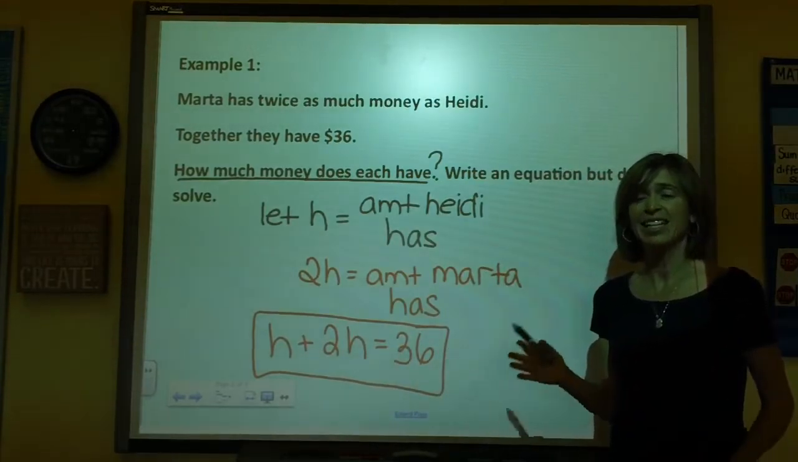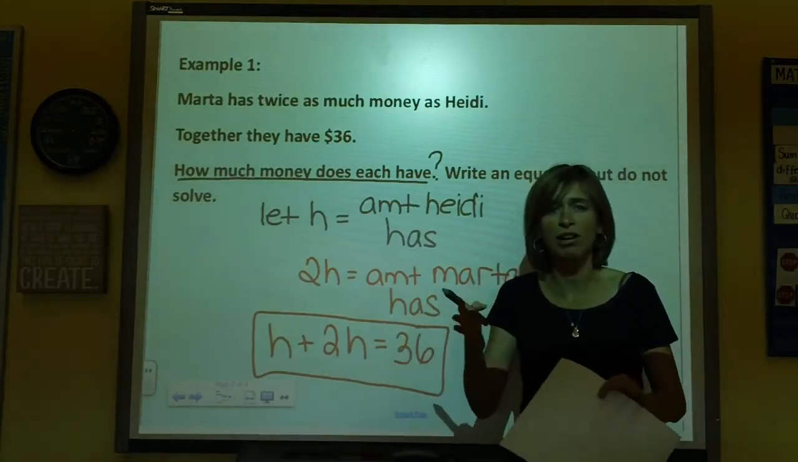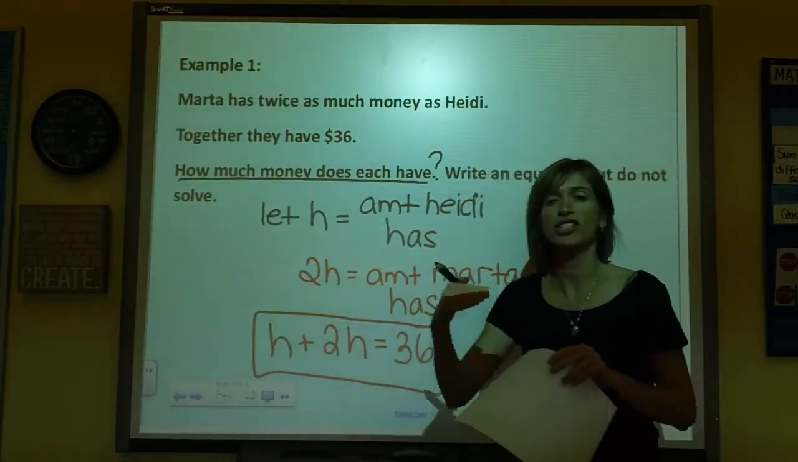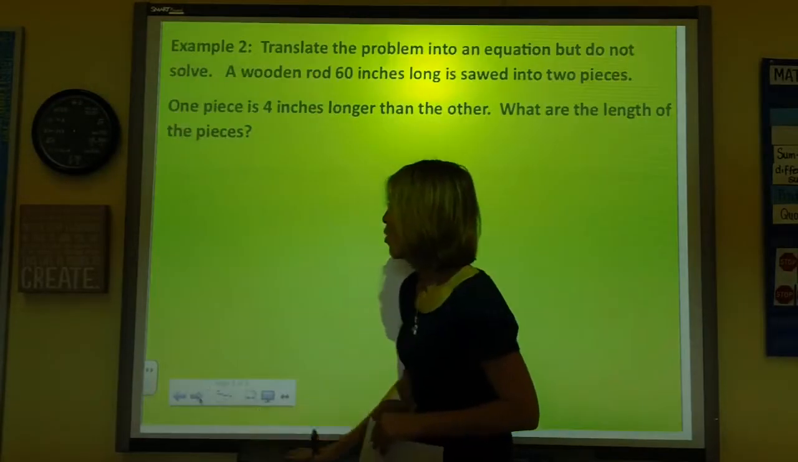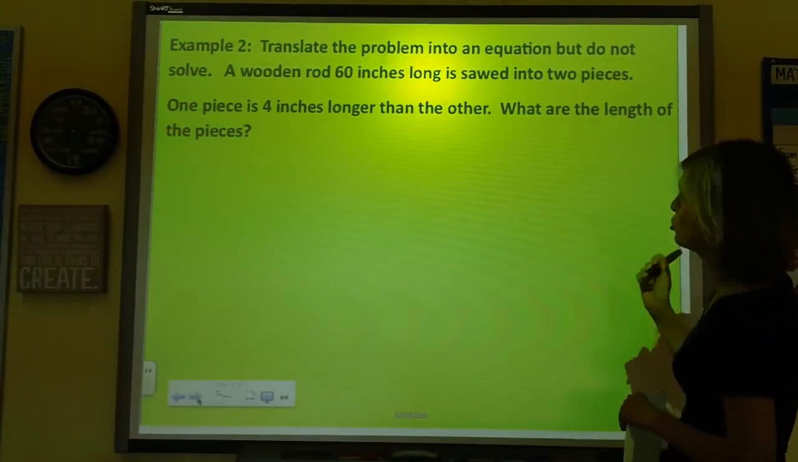Seem easy? These are very basic, and today's going to be pretty basic. Tomorrow we practice pretty basic, and we're going to get harder as we go. And then we're going to solve them. All right, let's look at one that involves maybe a picture. Translate the problem into an equation, but do not solve.